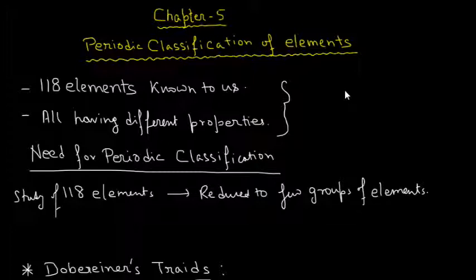Periodic classification of elements, chapter 5, class 10th. Now, in the previous chapters, we have studied about the matter around us, and in that we have studied that matter around us is present in the form of elements, compounds, and mixture. Elements are the purest substance containing atoms of one type. For example, sodium, magnesium, gold, etc.